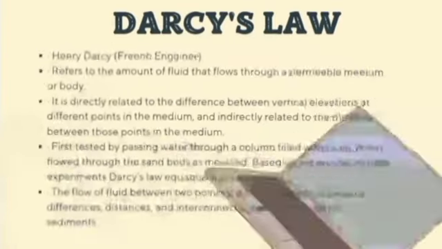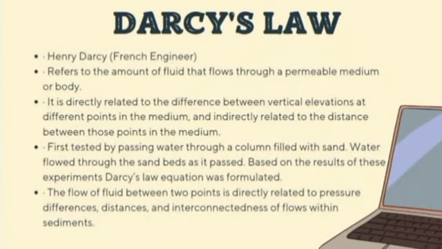In 1856, a French hydraulic engineer named Henry Darcy published an equation for flow through a porous medium that today bears his name. Darcy's law refers to the amount of fluid that flows through a permeable medium or body. According to this law, the flow of fluid between 2 points is directly related to the difference between vertical elevations at different points in the medium and inversely related to the distance between those points in the medium.